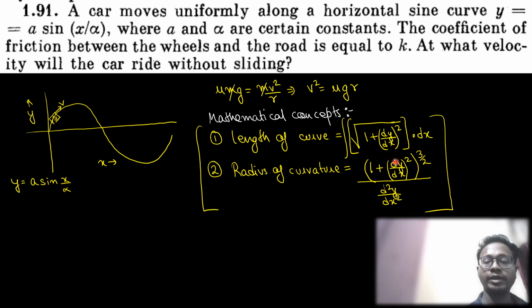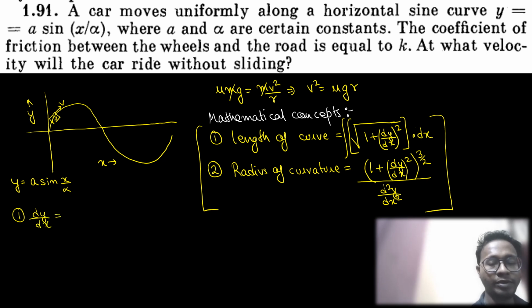You need to find dy by dx and put the value of x at that point. You need to find d square y by dx square and put the value of x at that point. You apply this formula and you get the radius of curvature at that point. These two are the mathematical concepts that will be derived by your mathematics teacher. So the first term we need is dy by dx and the second term is d square y by dx square.